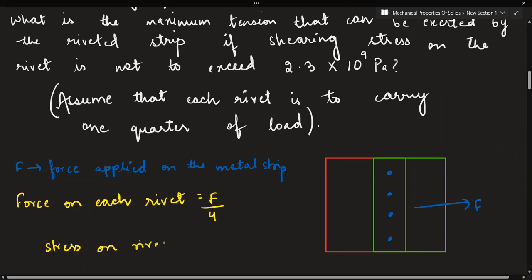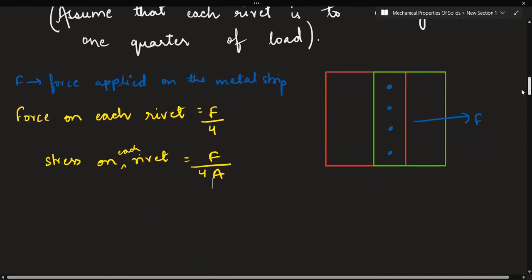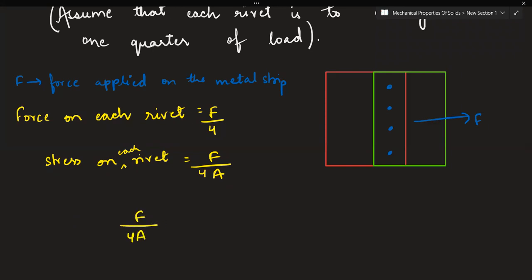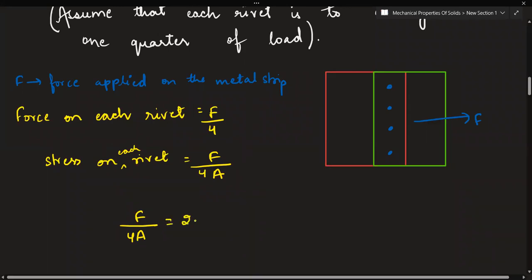Ma'am, F by 4 into area. Exactly. It would be F by 4 times A, because this is the force and A is the area. Now see, the maximum value for this is given to us as 2.3 into 10 to the power 9. Means 4F divided by 4A is equal to 2.3 into 10 to the power 9.